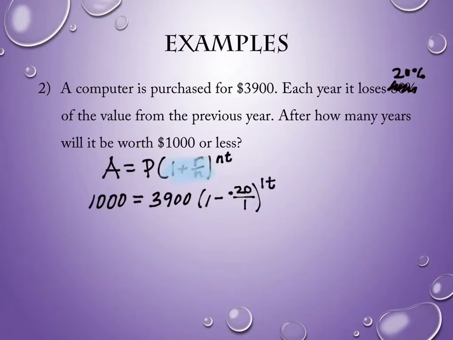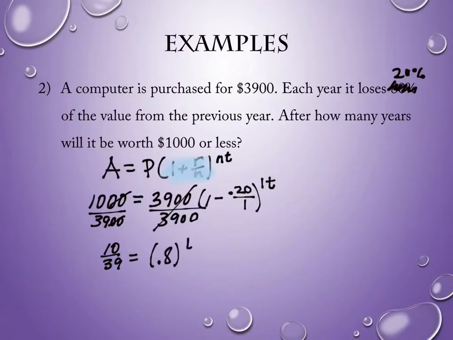All right, so just like we had talked about on the previous problem, I need to have that 3,900 moved. So I can start by putting the 3,900, or I can divide by the 3,900. So of course this is canceling. You could even cancel the zeros over here if you would like. So you end up getting 10 over 39 on the left. And we could actually simplify. The 1 minus the 0.2 would actually be 0.8 to the t.